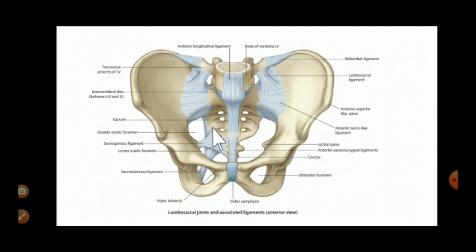So this is an enlarged view. You can see the sacrospinous ligament coming from the lateral margins of the sacrum and the coccyx here, and going on to the ischial spine.